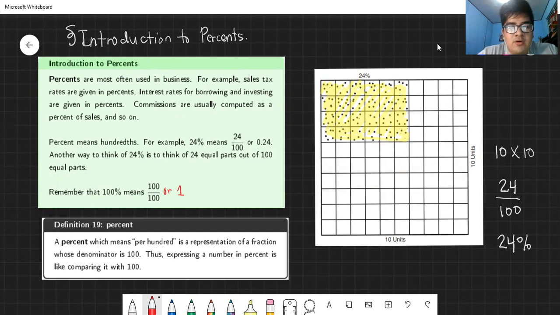Number 1. Okay, let's define what a percent is. A percent, which means per 100, is a representation of a fraction whose denominator is 100. It is just a representation. It is just a fraction. Percents are just fractions that have a denominator of 100. Ganun lang ibig sabihin nun. Thus, expressing a number in percent is like comparing it with 100. And that's basically the intuitive idea of what a percent is.